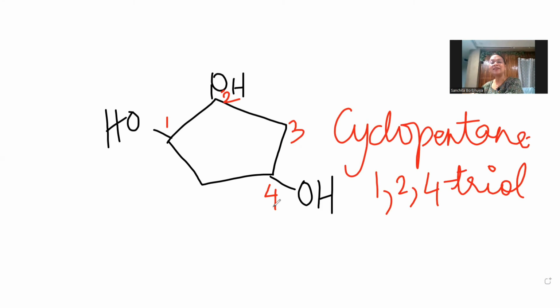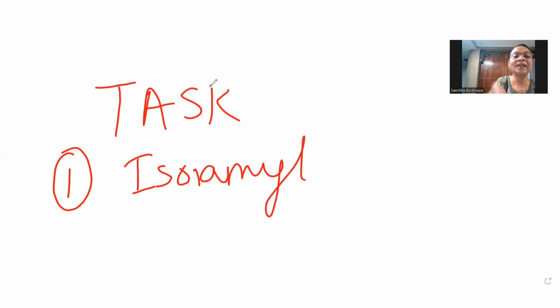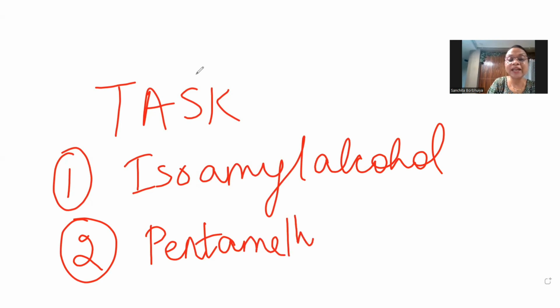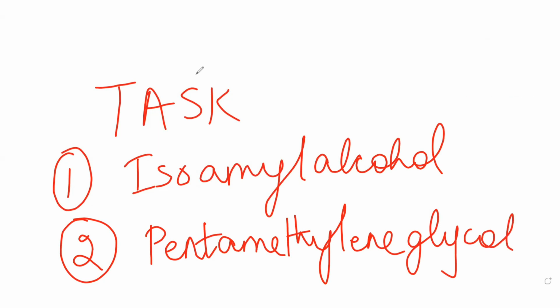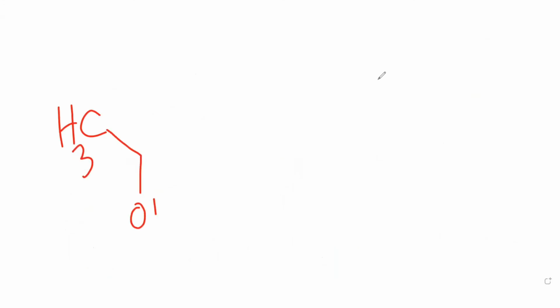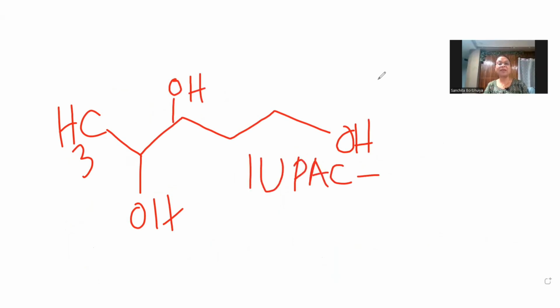What comes after that? Polyhydric. Okay, we won't do that now. So let me quickly give a task. This is the lesson's task. You will write the structure of isoamyl alcohol as a first task. Second task, you will write the structure of pentamethylene glycol. And the last task, we will write the IUPAC name of this compound, because we don't have common names with triols.